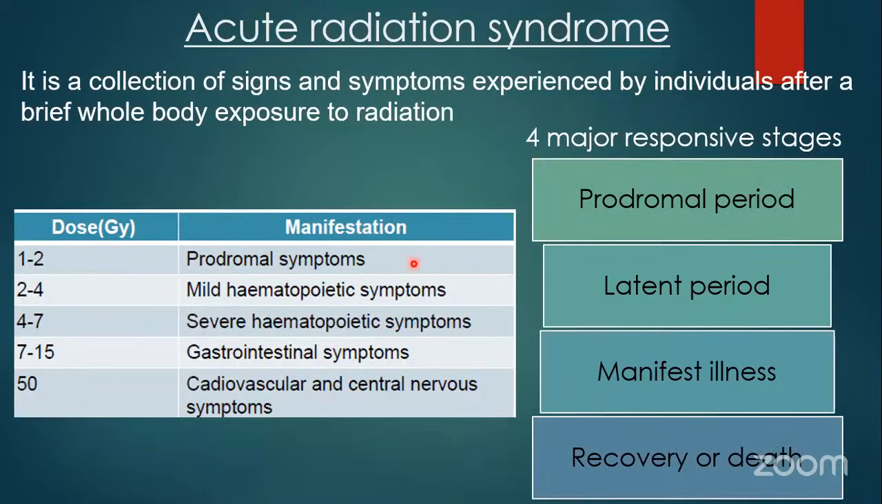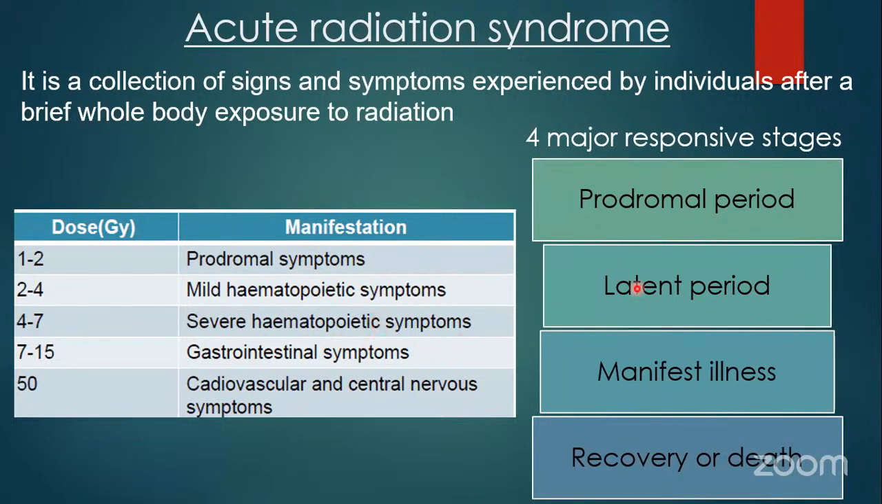Yep. So there's one condition that we have to know about when it comes to the side effects of radiation, that is acute radiation syndrome. So it's nothing but a collection of signs and symptoms that a patient will experience after the whole body is exposed to radiation. So when you look at acute radiation syndrome, depending on the different dosages, the patient is going to manifest with different types of symptoms.